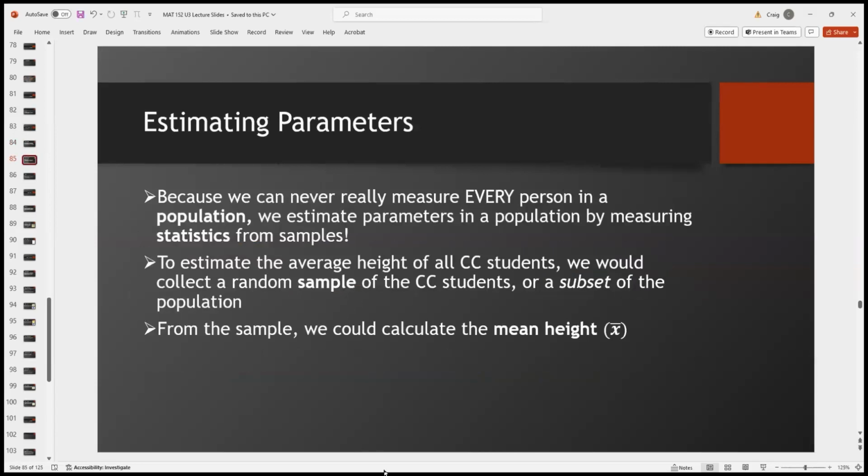We can really never measure every single person. So because we can't measure everybody, we can estimate those parameters by measuring statistics from samples. To estimate the average height, we would collect a random sample, as random of a sample as we can get, and then calculate the mean of that sample. The mean of the sample is represented by x with a line over it, sometimes called x bar. It is the mean of our sample.